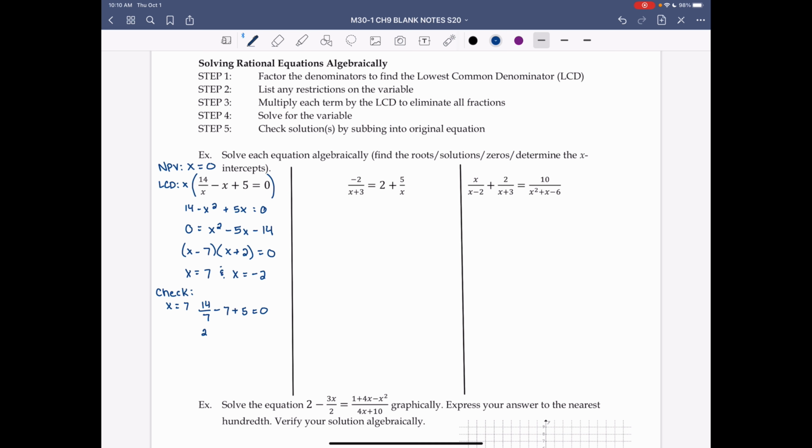14 divided by 7 is 2. Negative 7 plus 5 is negative 2. 2 minus 2 equals 0, 0 equals 0. So that is true, which means x equals 7 is definitely a solution.